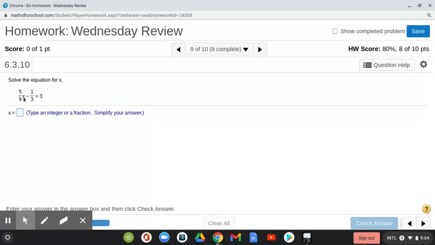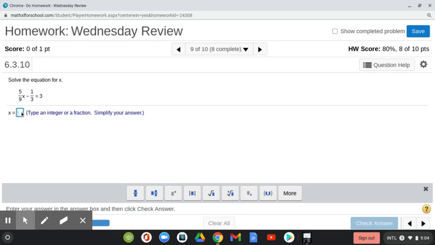Okay, solve the equation for x. So the first thing I want to do, let me go ahead and write the steps that we're going to do this. So 5/9 x minus 1/3 is equal to 3. Okay, there's a couple of things that you can do first. If you really don't like the fractions, you can just multiply everything by 9, and that gets rid of the fractions. Let's go ahead and do that. So you have to multiply every term, meaning everything separated by a plus or a minus or equal sign. You can multiply, and then you get rid of the fraction.